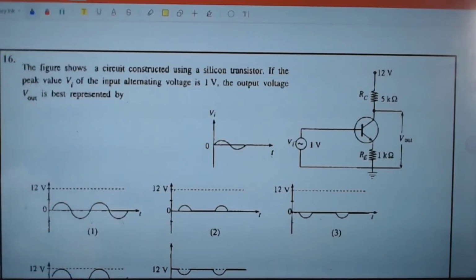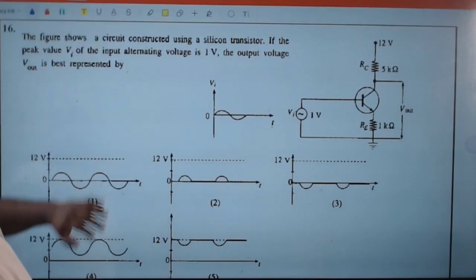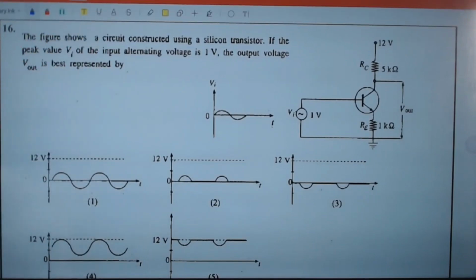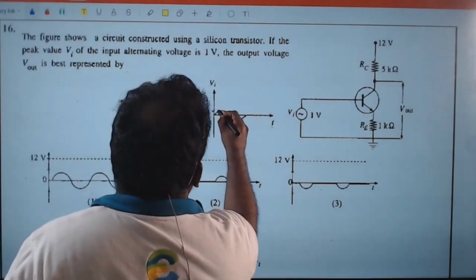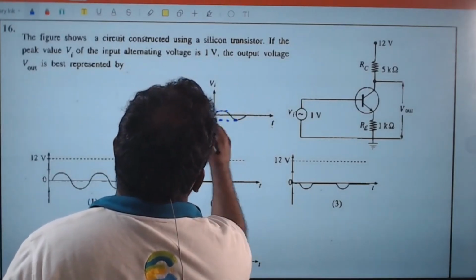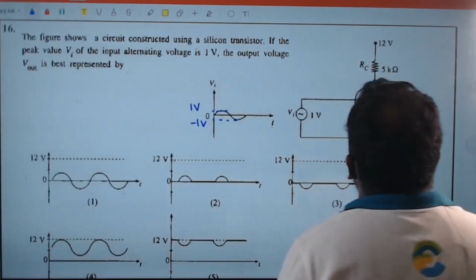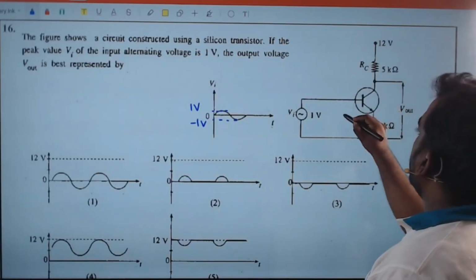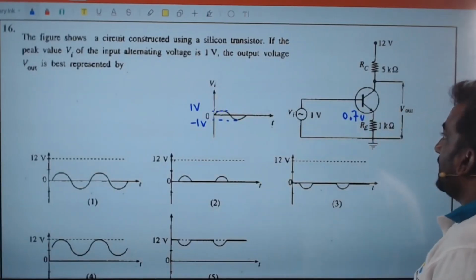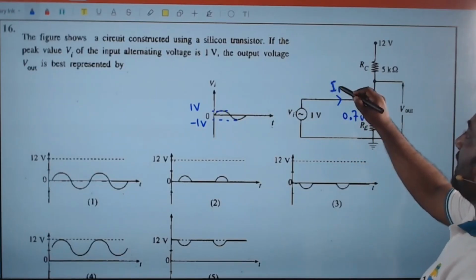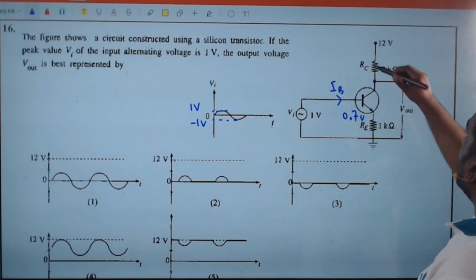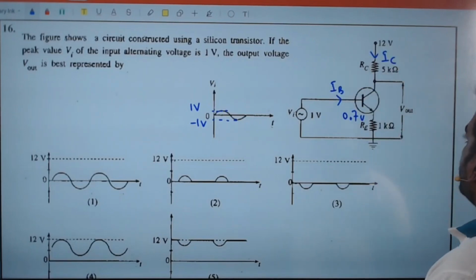Next one. As shown in the figure, a silicon transistor, if the peak value Vi of the input voltage is 1 volt, peak value is 1 volt. Output voltage is represented by, so don't forget silicon here, 0.7 volts. Greater than that means IB current will exist. IB current will exist means IC current will exist.